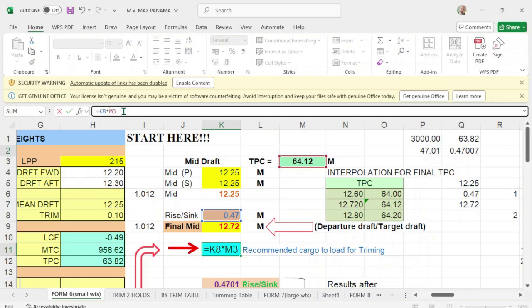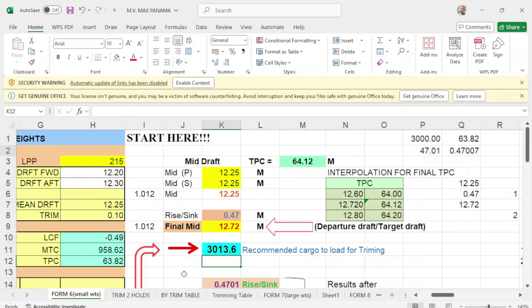Times 100. Okay, it's still the same. So when you click this one, remaining cargo to load, you will see this formula. K8 and horizontal will be 8, that is the sinkage, which is 47 centimeters, times M3, which is the TPC, times 100.